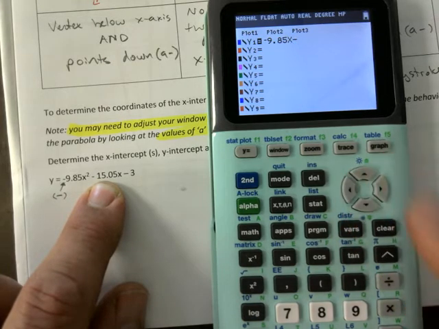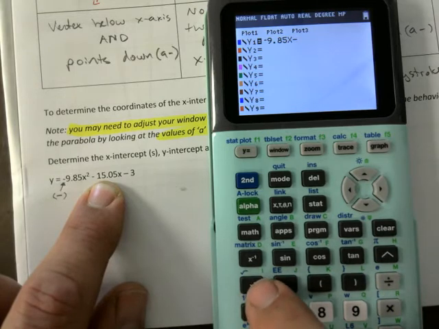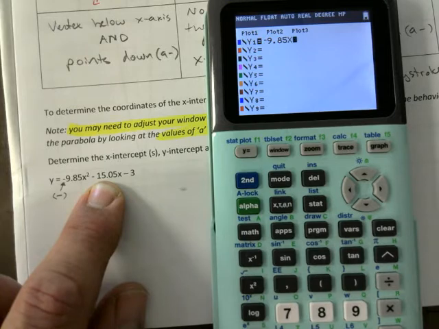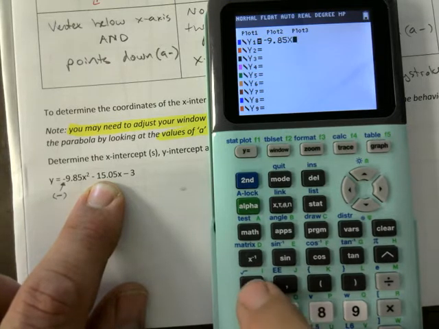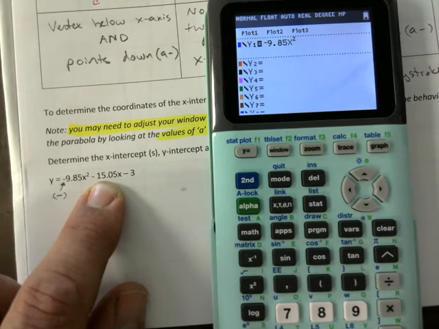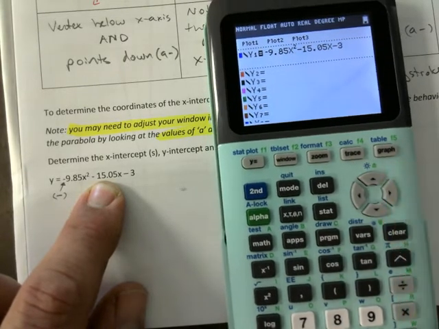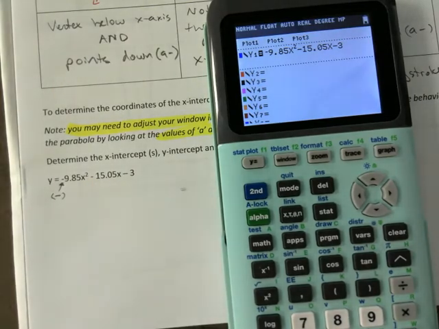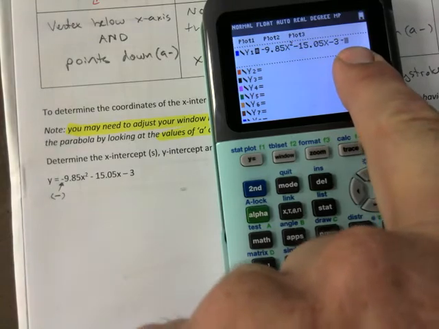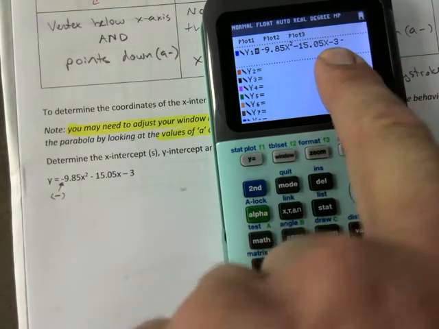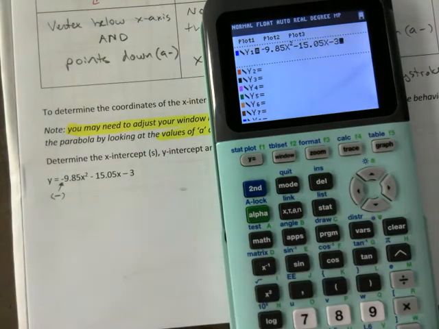Oh, I forgot to square. Don't forget that, because is it a quadratic if you don't square it? No, it's a linear. You're going to have a straight line, right? So if you ever see a straight line, go back. Thank you for that. X minus 3. So that's what you type in. And notice that if I type negative, it looks different than the subtract. You can tell. I'm going to delete that though.